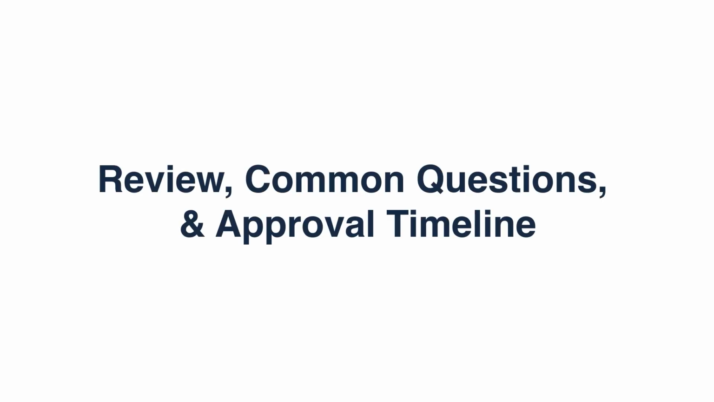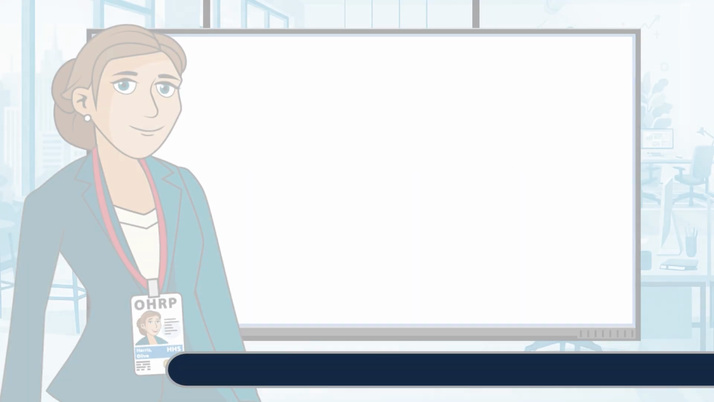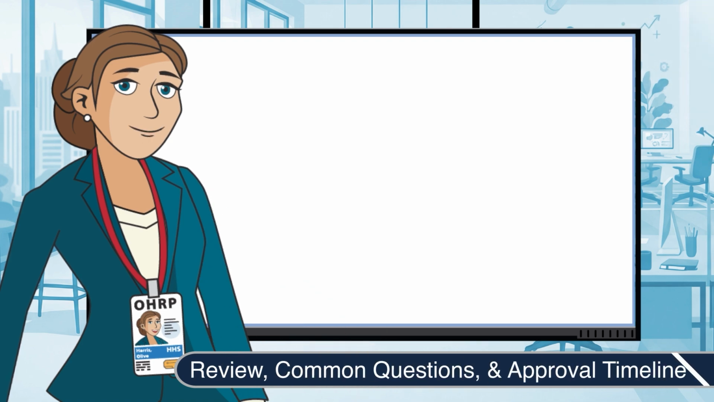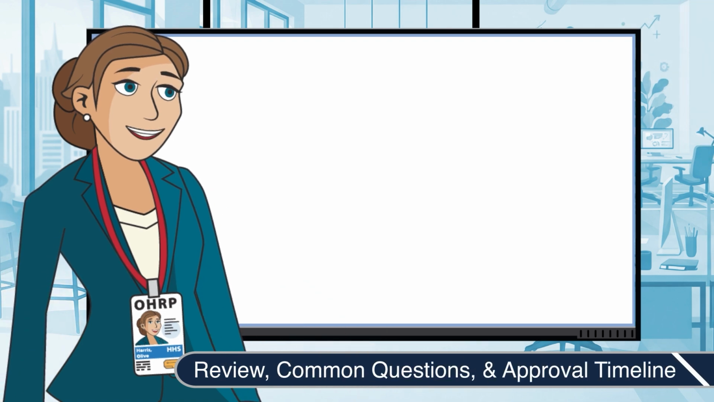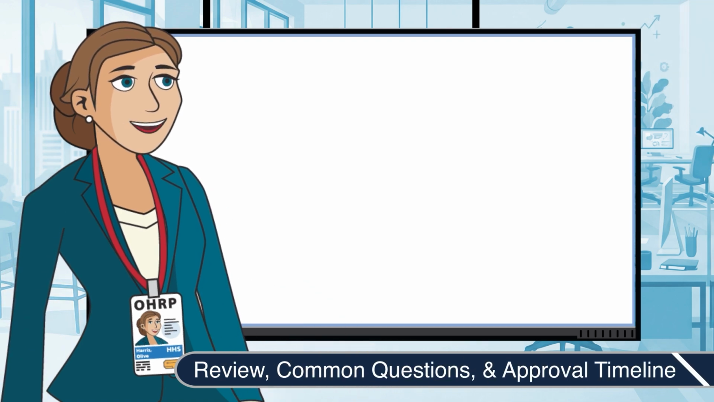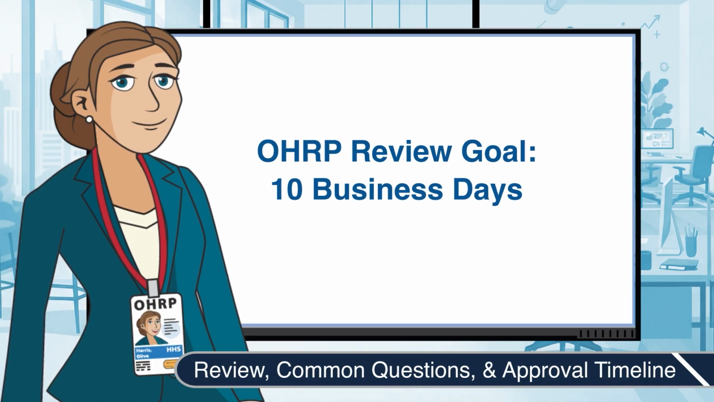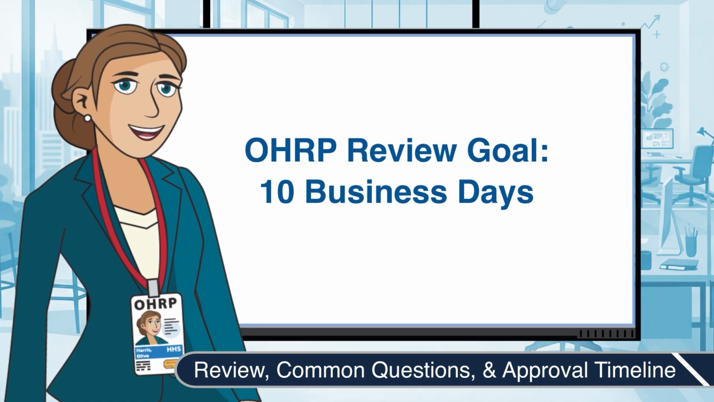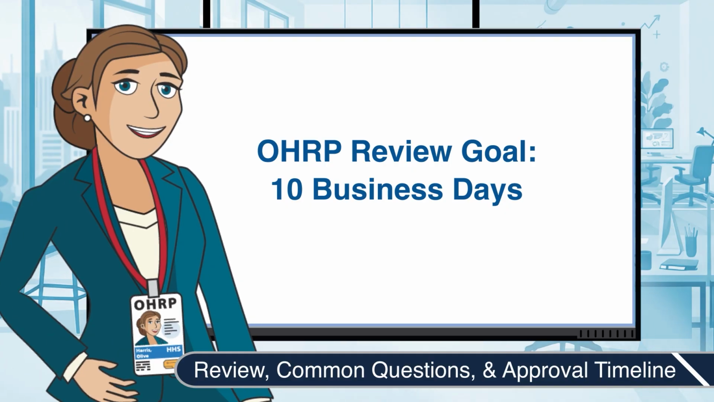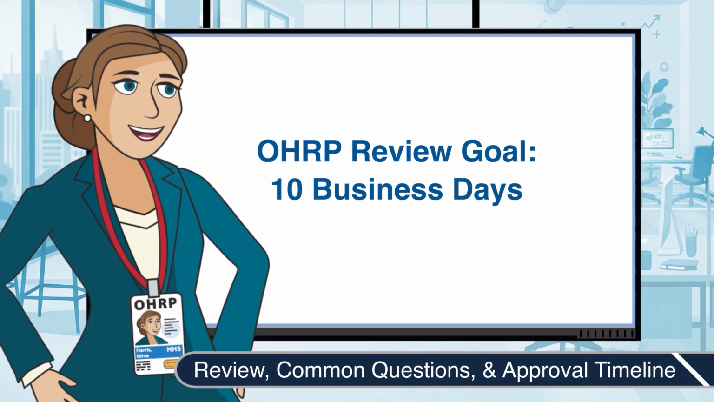Review, common questions, and approval timeline. Thanks, Reed. So you've hit submit. What happens next? Our goal is to review every submitted application within 10 business days. That's our target. But it's always a good idea to build in a little extra time, just in case we have some questions for you.